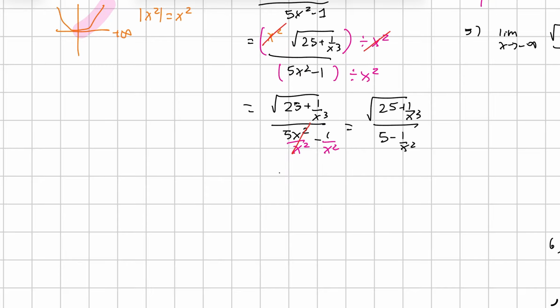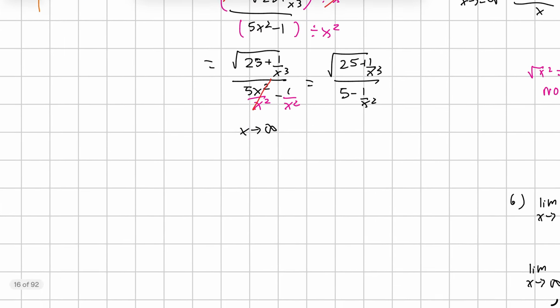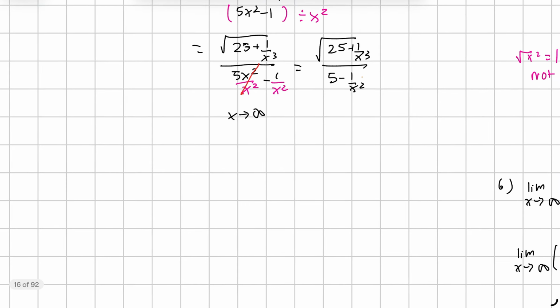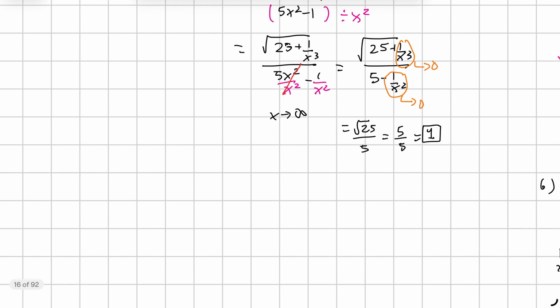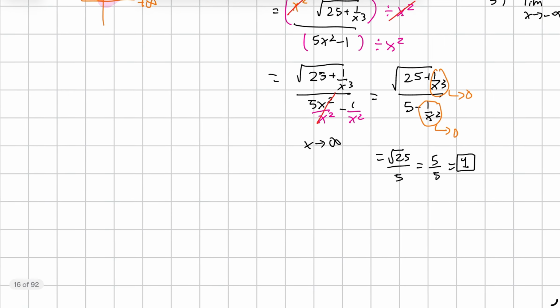So if you look at x approaches positive infinity, we can see that this is going to approach 0. This is going to approach 0. So then you're basically left with the root of 25 over just 5. So that's just going to be 5 over 5, which is equal to 1, which is your answer. Now let's do another example.